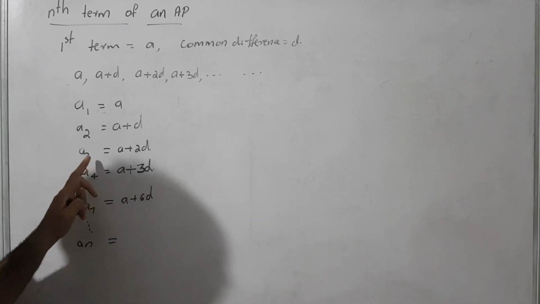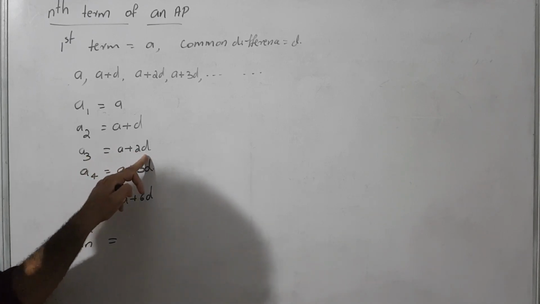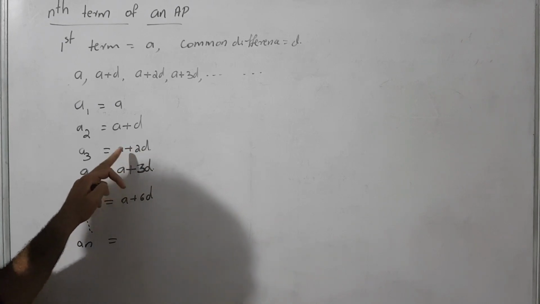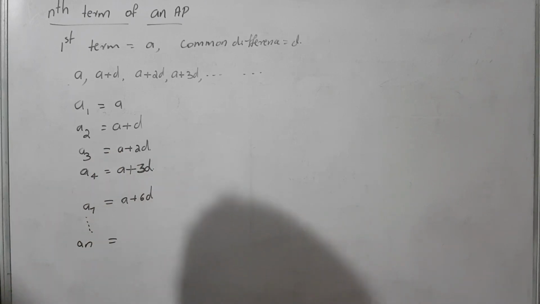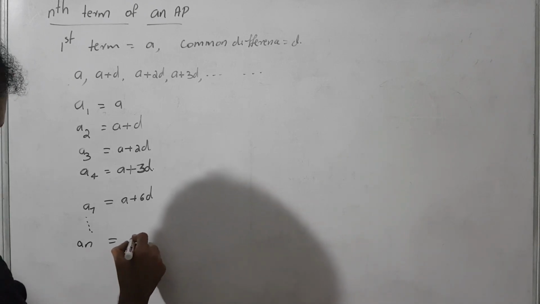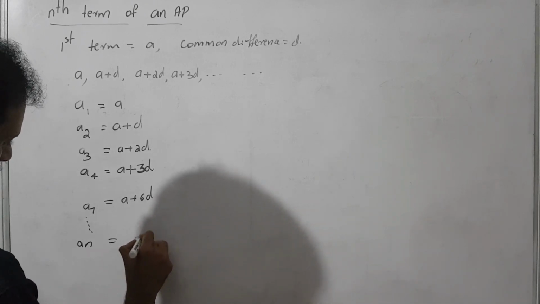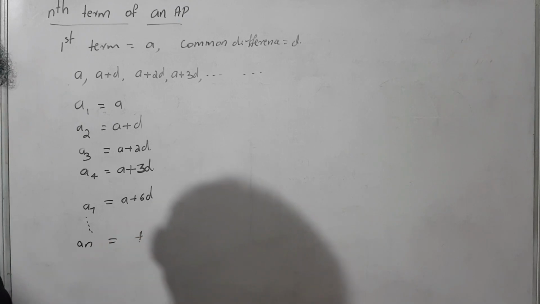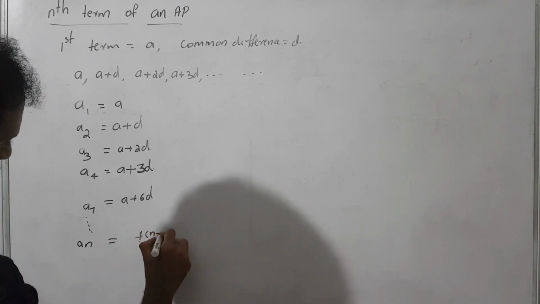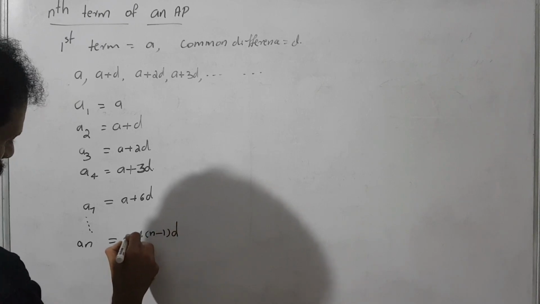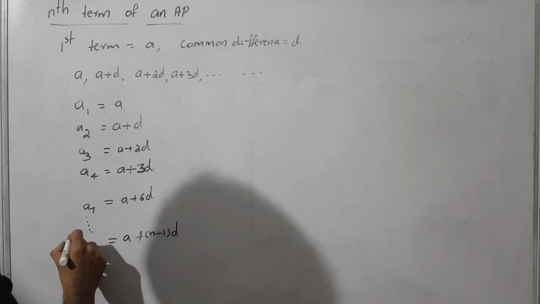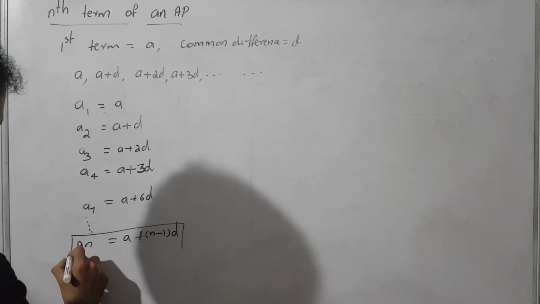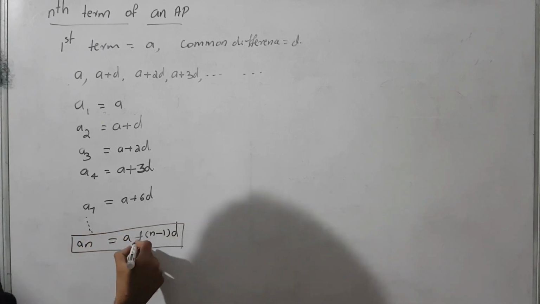Then for finding the third term, we add 2 times d to the first term. What is 2? 2 is 3 minus 1. Likewise, for finding the nth term, an, how many times do we add the common difference? N minus 1 times to the first term. So the equation for finding the nth term of an AP is a plus n minus 1 into d.